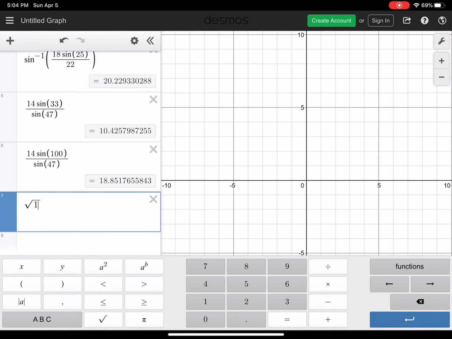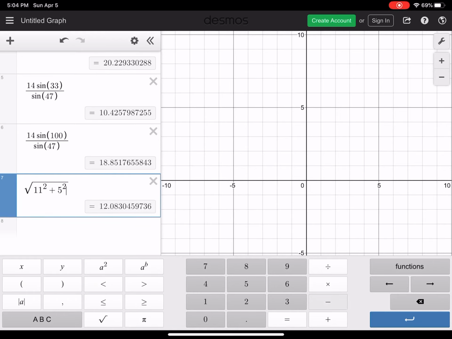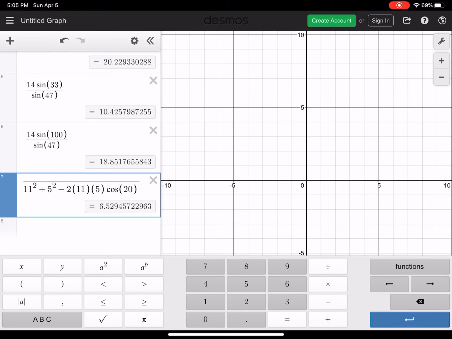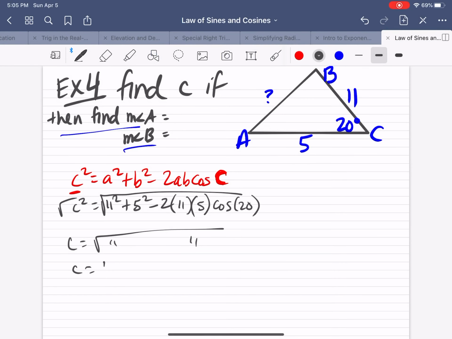So the square root of 11 squared plus 5 squared minus 2 times 11 times 5 times the cosine of 20 degrees. And the answer is 6.5 if we round to the nearest tenth. So using the law of cosines, we just found the side C. So this is 6.5. Now that we have side C, we're able to find the measure of angle A.